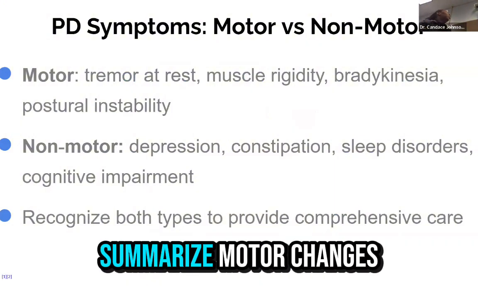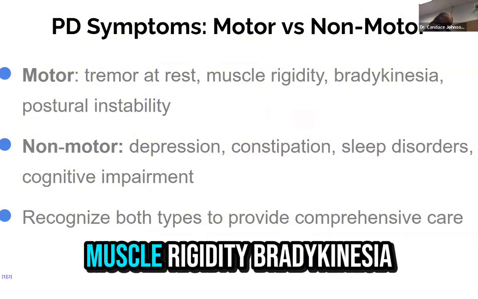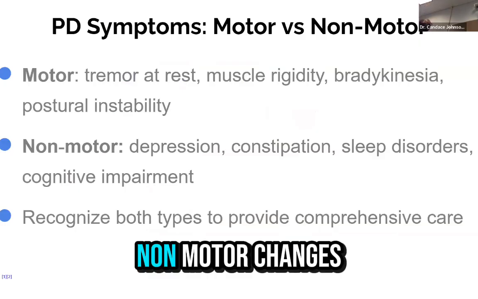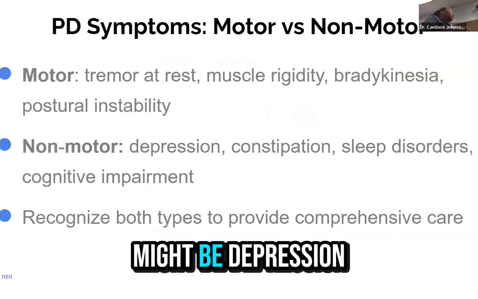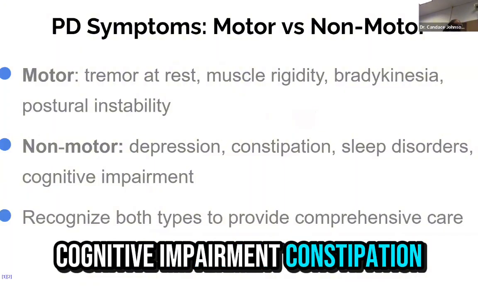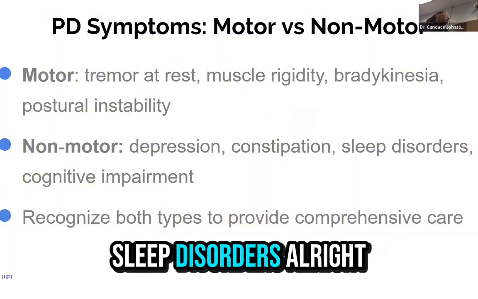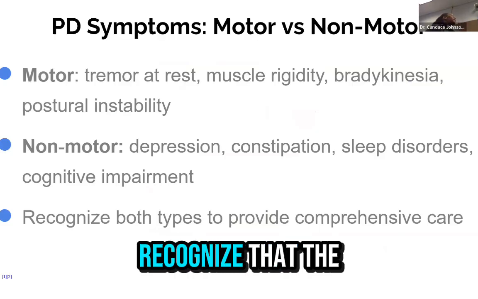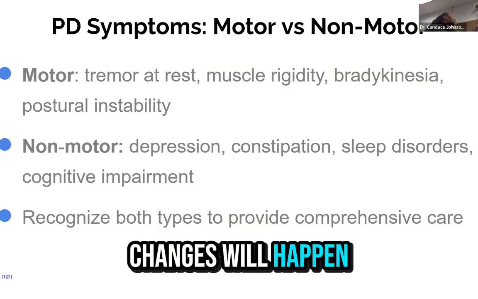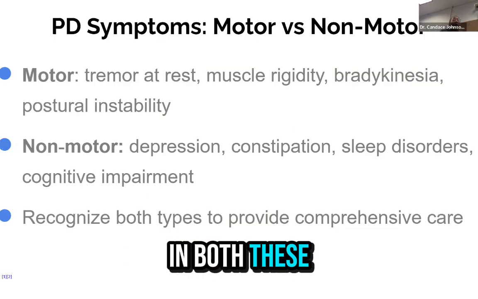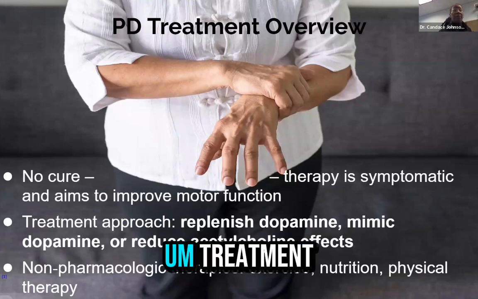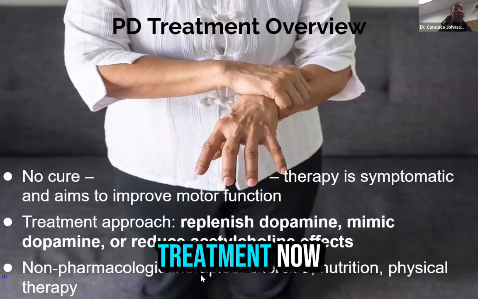So just to summarize, motor changes: tremor at rest, muscle rigidity, bradykinesia, postural instability. Non-motor changes might be depression, cognitive impairment, constipation, sleep disorders. All right. So in order to treat this comprehensively, we have to recognize that the changes will happen in both these motor and non-motor ways. All right. So we have treatment. We're going to talk treatment now.